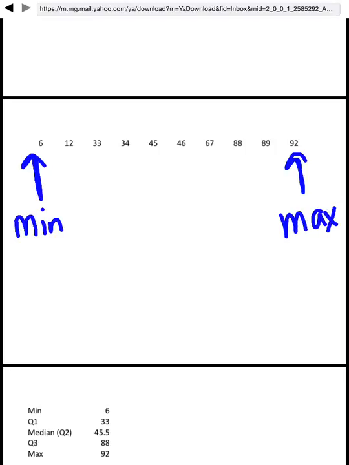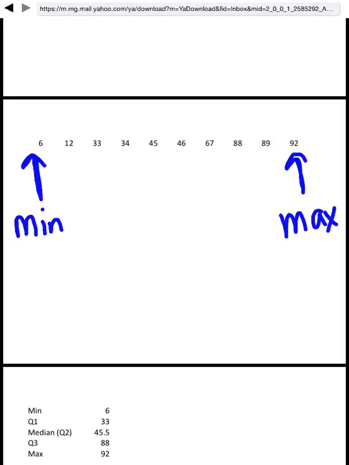Q1, Q2, and Q3. Now Q1 is a number such that 25% of the data values fall below. Q2, also known as the median, is the middle number. This is the number such that 50% of the data values fall below. And Q3 is the third quartile, which is a number such that 75% of the data values fall below that number. Now we want to find Q2, also known as the median, first.